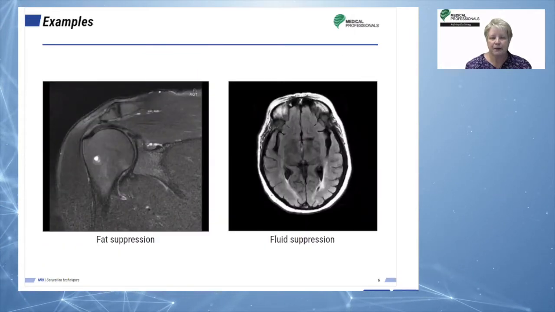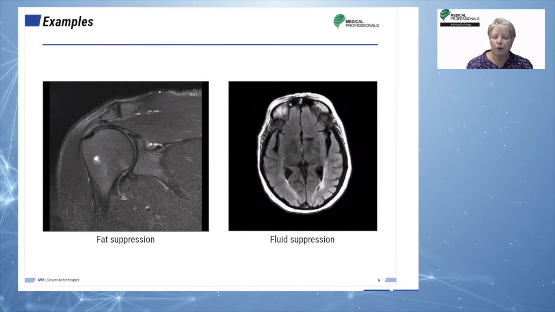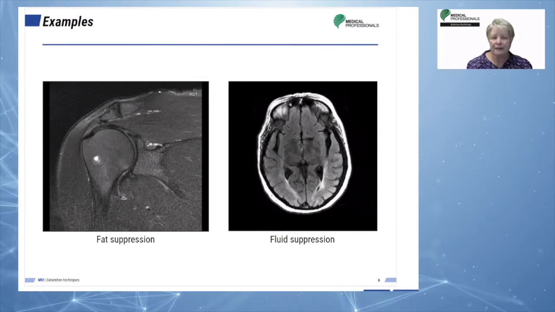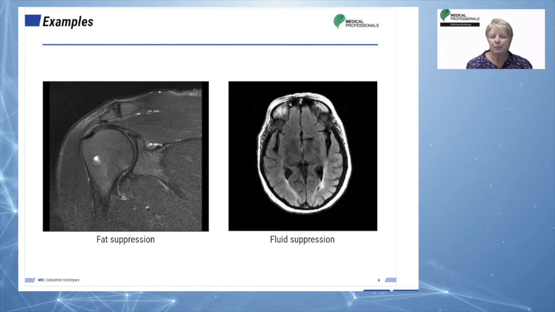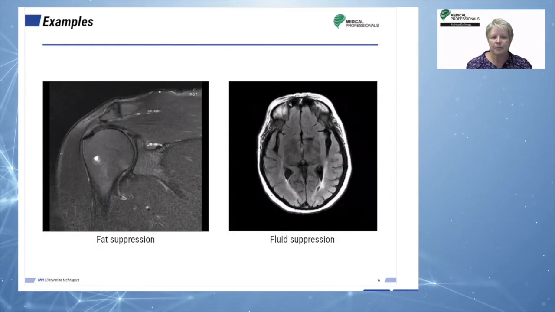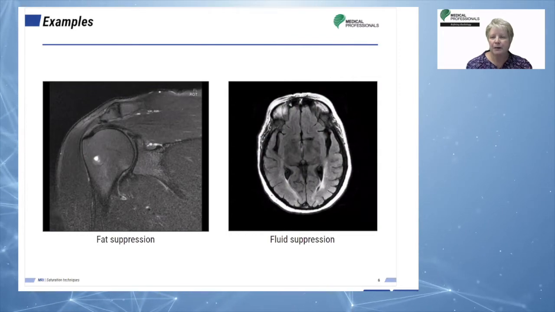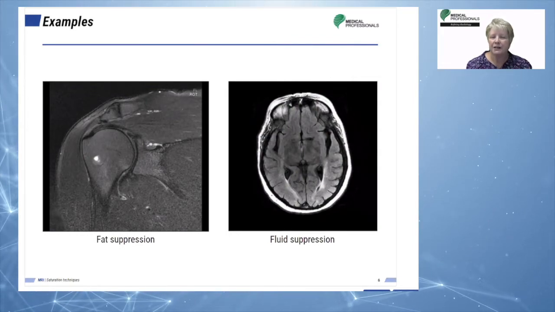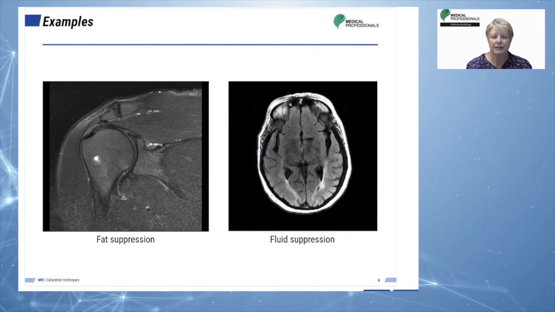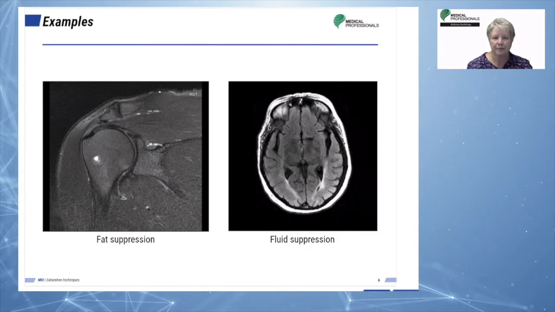Here are two examples of suppression techniques. The image on the left is a coronal shoulder with fat suppression. Fat suppression is used often when imaging skeletal work. By suppressing the fat content within the bone and within the joint space, bright signal from pathological fluid can be seen. An example would be a small fracture. MRI is not the best imaging modality for bone, and at times these small fractures cannot be seen, but the hematoma or the fluid response can be seen.